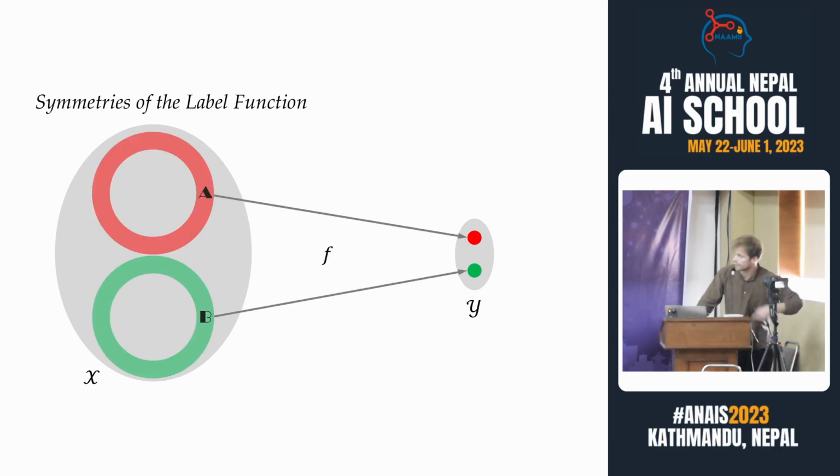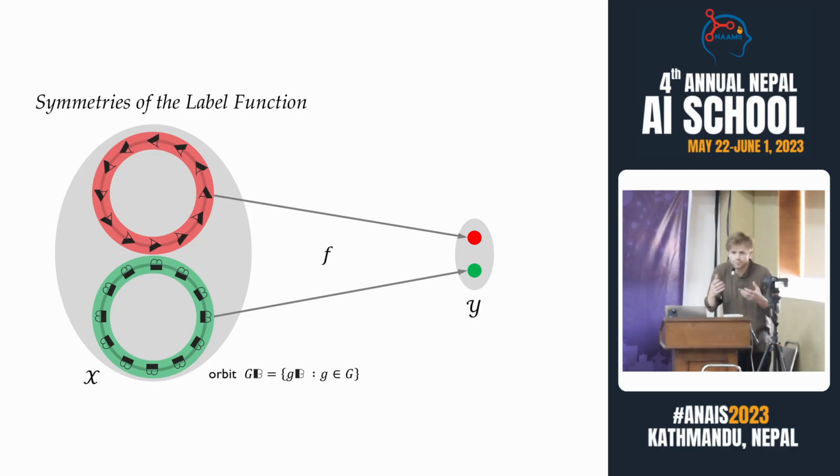Here you can see the whole orbit, all of the copies of the A's. Basically what we want is for our function F to be constant on this whole orbit. And geometric deep learning, especially when you talk about symmetries and groups, you can think of it as a way of achieving this kind of regularity.